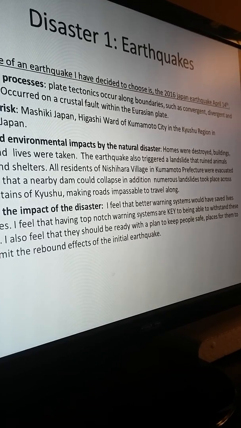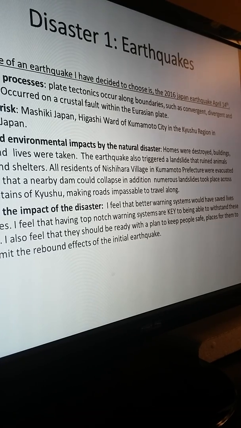Regions at risk are as follows: Mashiki, Japan; Higashi, ward of Kumamoto City in the Kyushu region in southwest Japan. Those are regions at risk. Human environmental impacts by the natural disasters: I'll just sum it up by saying that homes and buildings were destroyed, villages, and numerous landslides took place. So it was a very bad earthquake, a devastating one with tons of rebound effects.